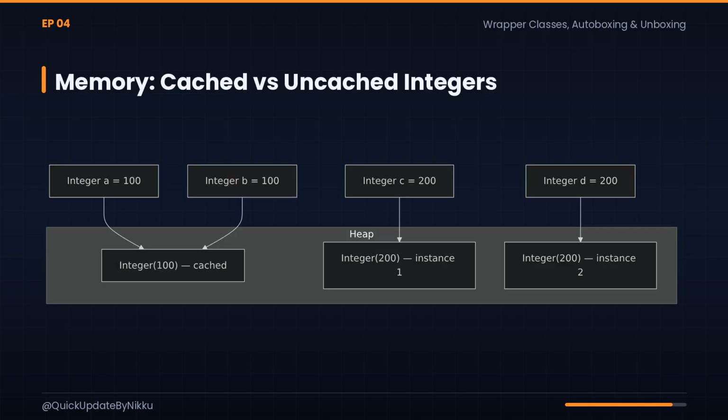When both variables hold a cached value, they share a single object on the heap. Identity comparison with == returns true. When both variables hold an out-of-range value, each assignment produces its own distinct object. Identity comparison returns false even though the numeric values are identical. This is why == is unreliable for Integer comparisons and equals must be used instead.